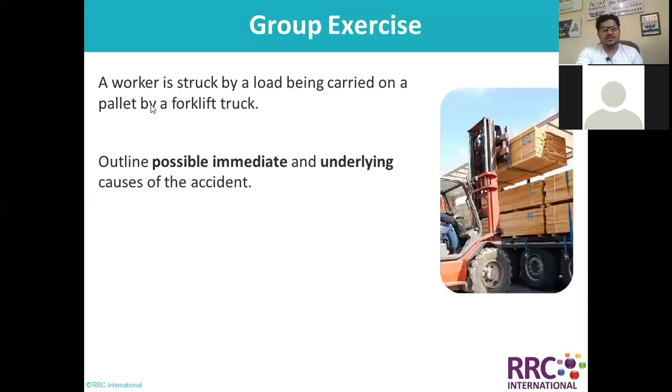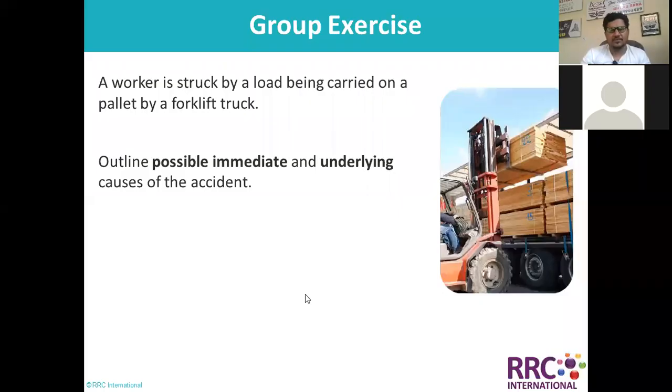Now let's go with a group exercise. A worker is struck by a load being carried on a pallet by a forklift truck. Outline possible immediate and underlying causes of the accident. The discussion is open in the chat box. Read the question above. Take your time and let me see how you identify the possible immediate and underlying causes of that accident.